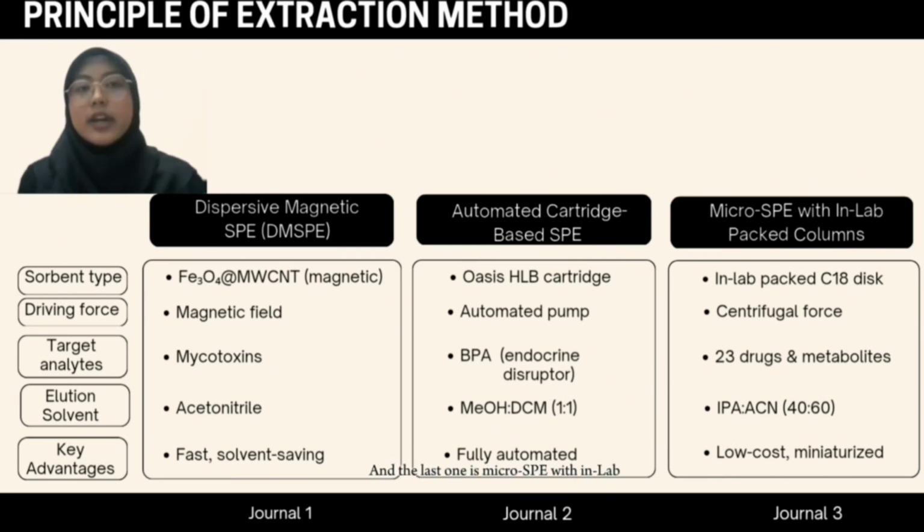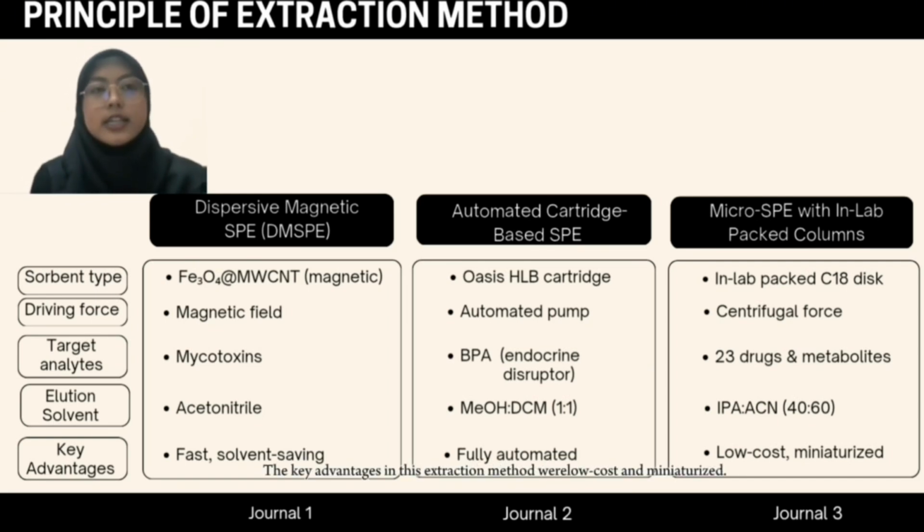And the last one is micro SPE with an in-lab packed column, which used an in-lab packed C18 disc with centrifugal force as the driving force. In this case, the target analytes were 23 drugs and metabolites. The key advantages of this extraction method were low cost and miniaturization.